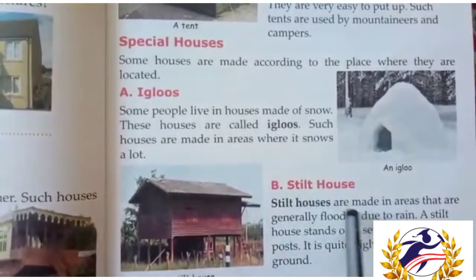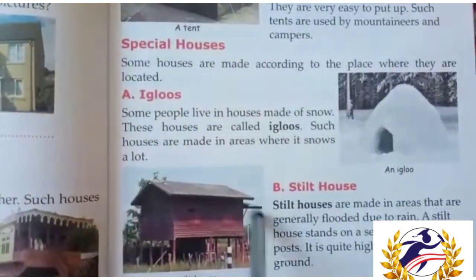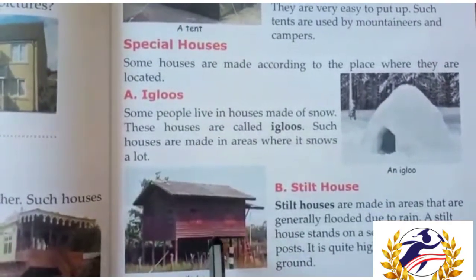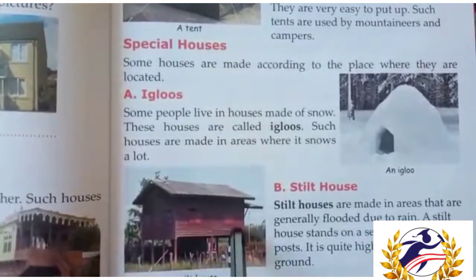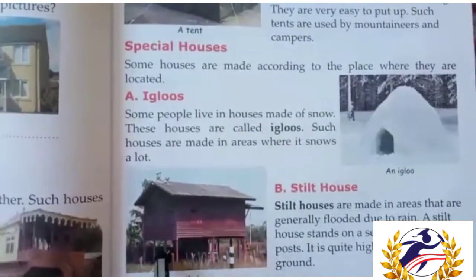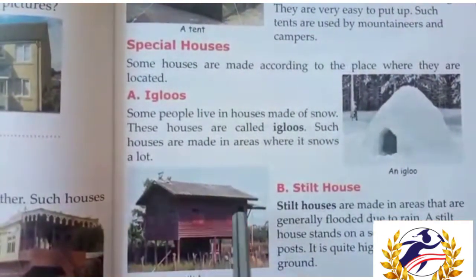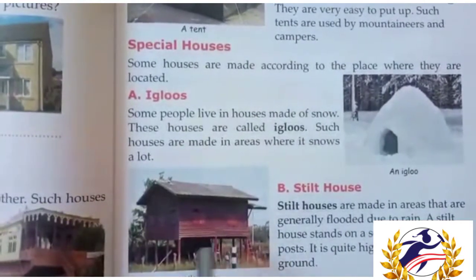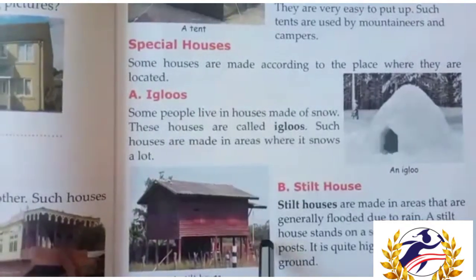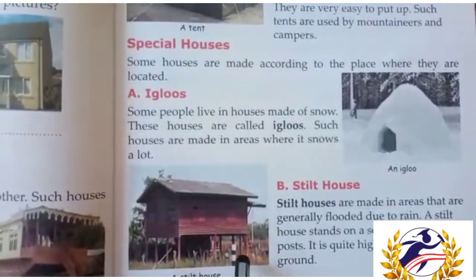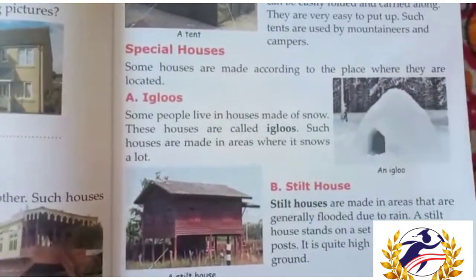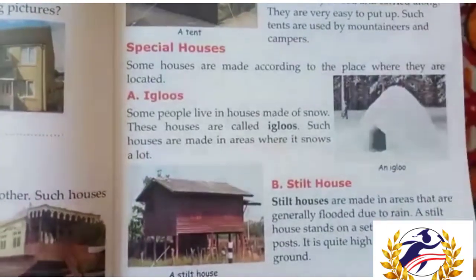Stilt house means, I think you are observing the difference between the ground floor and the house, a little difference. So for the foundation they have given wood itself. Stilt houses are made in areas that are generally flooded due to rain. A stilt house stands on a set of wooden posts, quite high above the ground, so it avoids water coming inside the home.